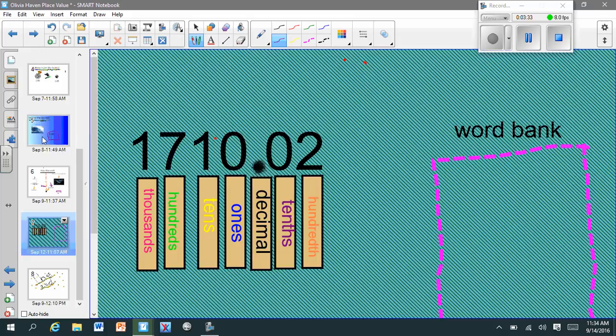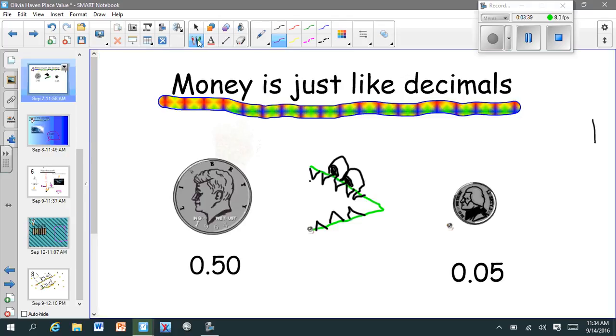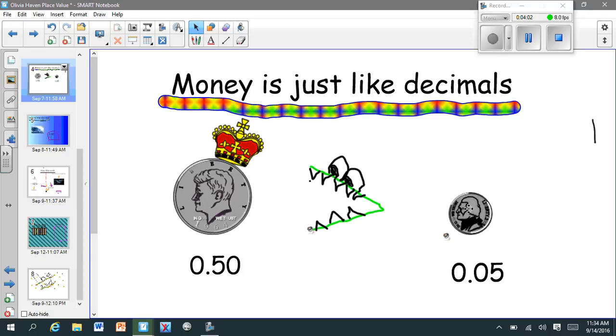So now, I'm going to show you money is just like decimals. Now, this half dollar is 50 cents, or 5/10. So he is greater than the nickel, which is only 5 cents, or 5/100, or 0.05.